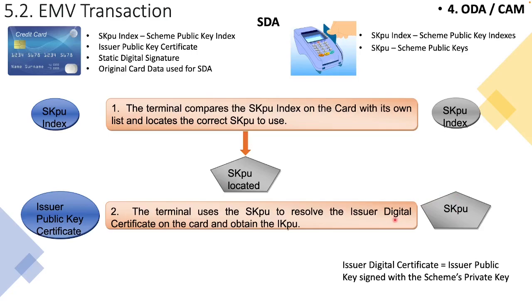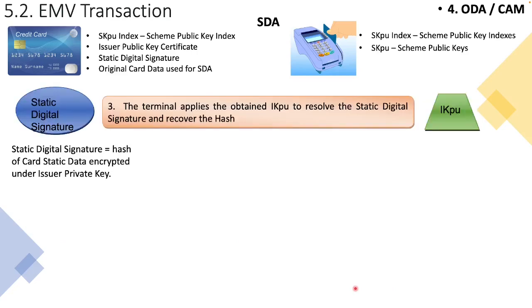So that's what the terminal does. It applies the scheme's public key against the issuer digital certificate. It resolves the signing, and it obtains that string of data that was encrypted under the scheme's private key. Now, in our case, we know that the string of data is the issuer public key. So we now have derived our issuer public key. Okay, let's move on.